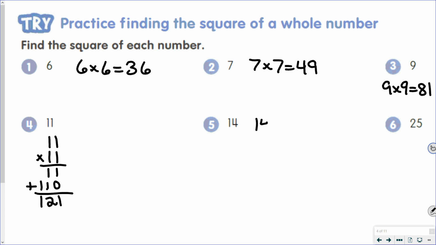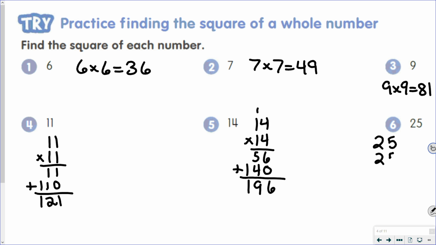If we square 14, we just take 14 times 14. And we do get 196. And then if we're squaring 25, just like we did with everything else, we just take 25 times itself, do our multiplication, and we would get 625.